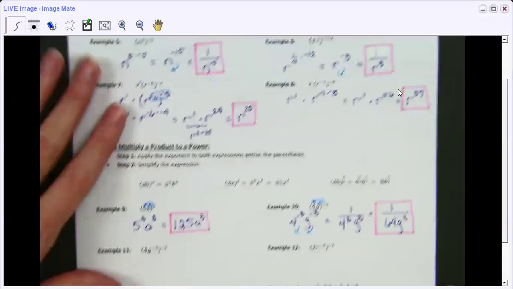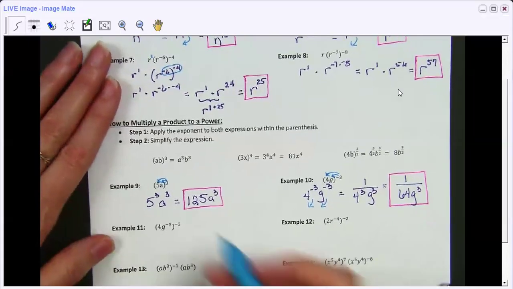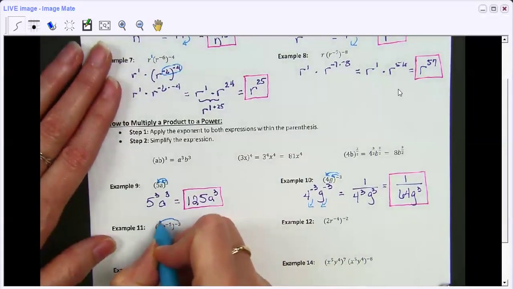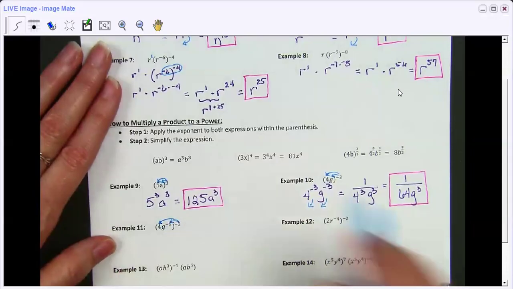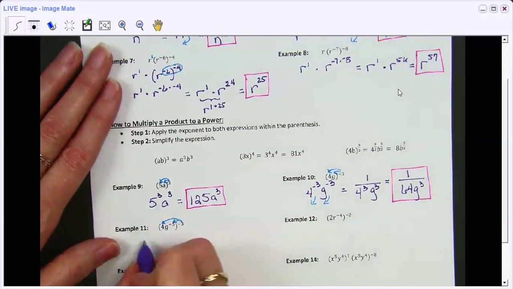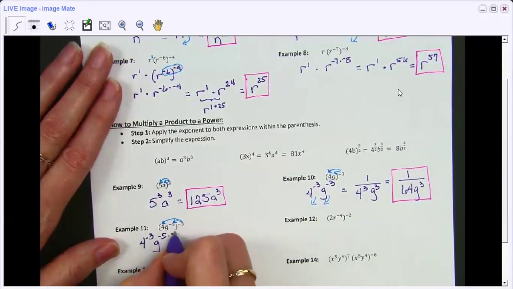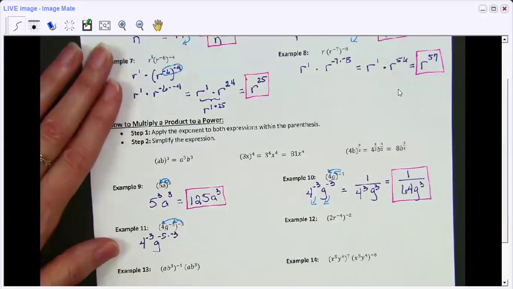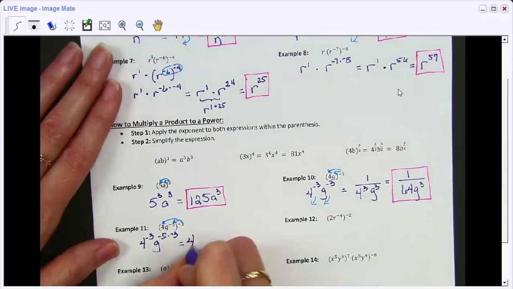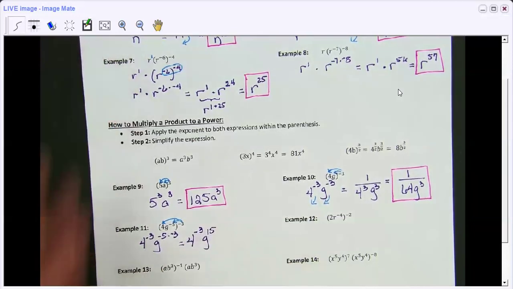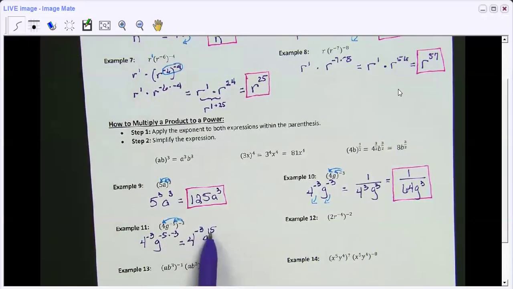All right, let's move to example 11. Again, I'm going to apply the negative exponent to both the 4 and the g. So I have 4 to the power of -3 and g to the power of -5 times -3. Now you could skip that step if you wanted to and go straight to 4 to the power of -3, g to the power of 15. So I just multiplied -5 times -3 to get 15.